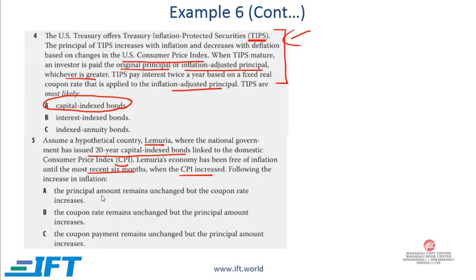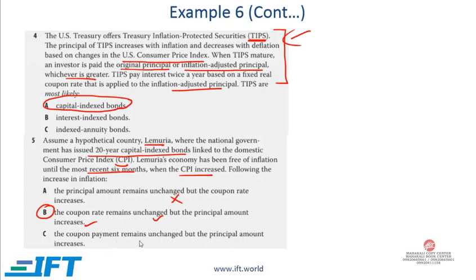The principal amount remains unchanged. That's clearly not true. The coupon rate remains unchanged. That looks right. But the principal amount increases. That also looks right based on what we've seen here. So B is the best answer. Let's take a look at C anyway. The coupon payment remains unchanged, but the principal amount increases.